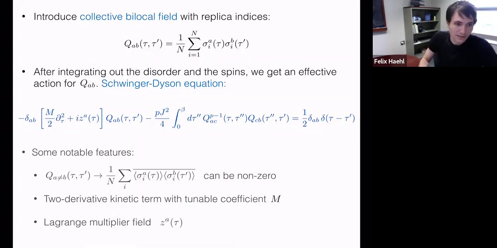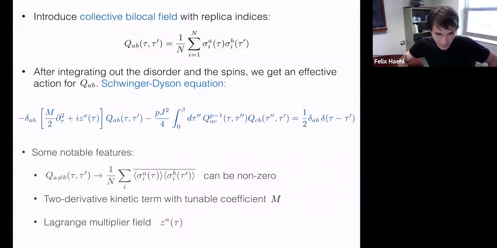Now you do this path integral, you integrate out the disorder, and you integrate out the spins, and then you get an effective action for this Q variable. I haven't written the effective action here, but there's a Schwinger-Dyson equation, which is written here for this matrix Q.